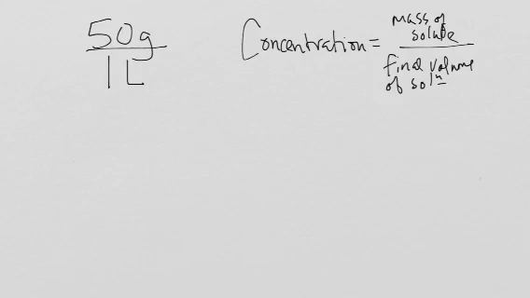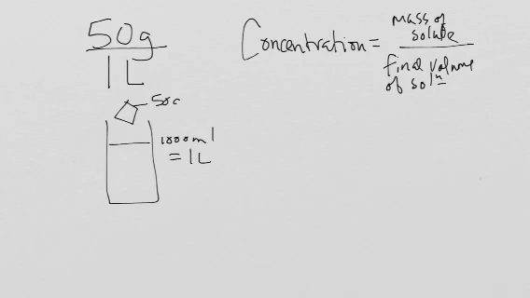if I add 1 liter of water, so if I've got my beaker here, and this is 1,000 milliliters, which is equal to 1 liter, if I've already got that much water and I dump in 50 grams of powder, what's going to happen to that volume? It's going to go up. And that's not what I'm looking for. I am looking for a final volume of my solution to be 50 grams per liter.